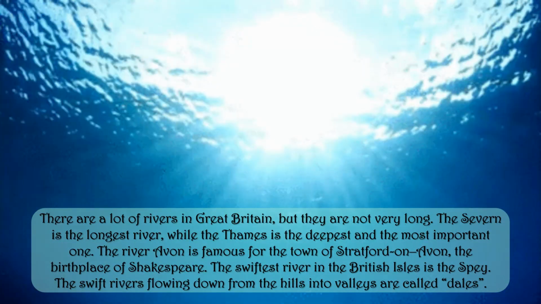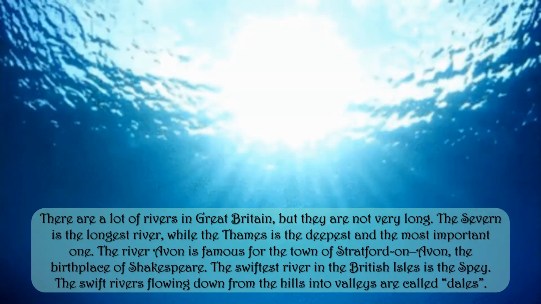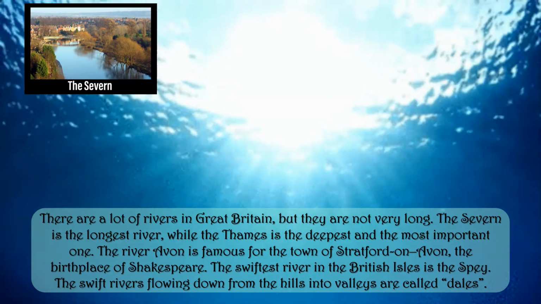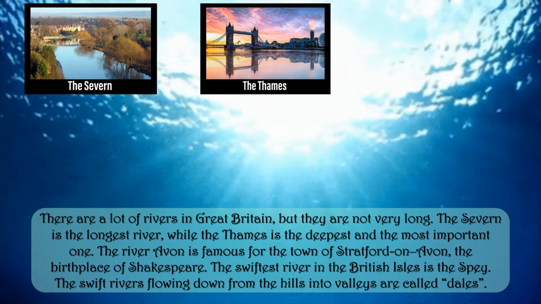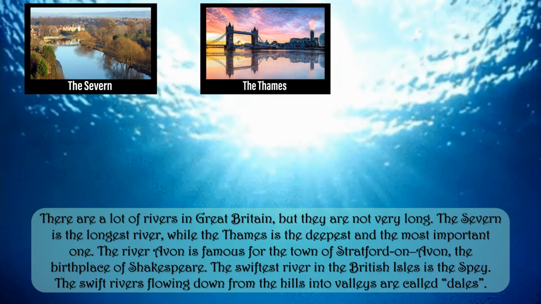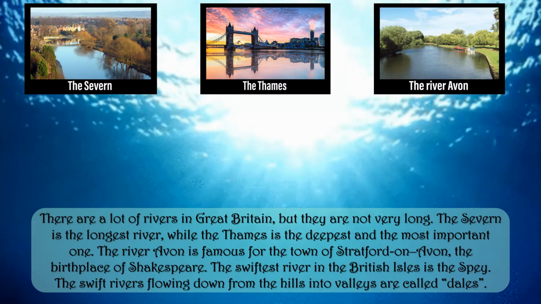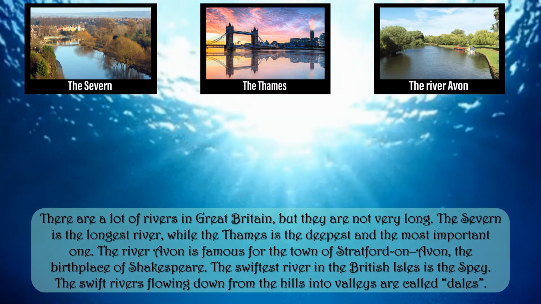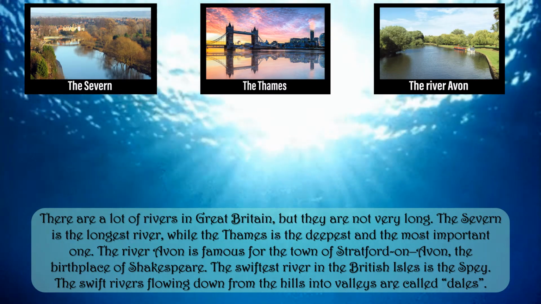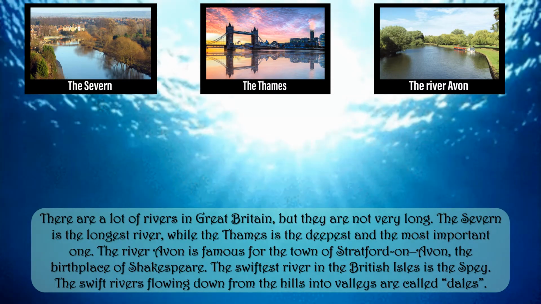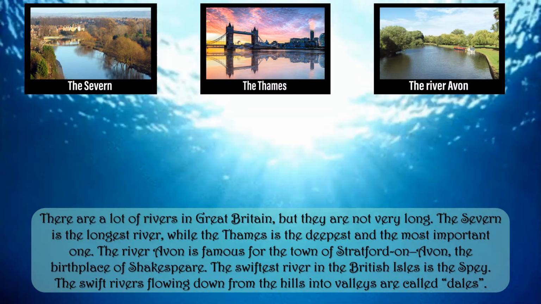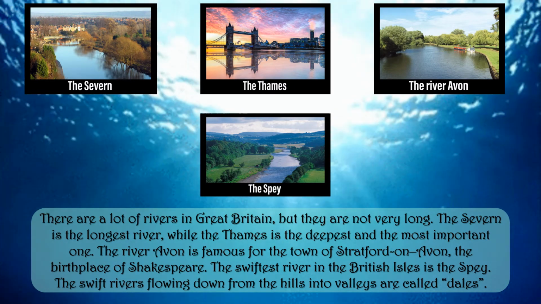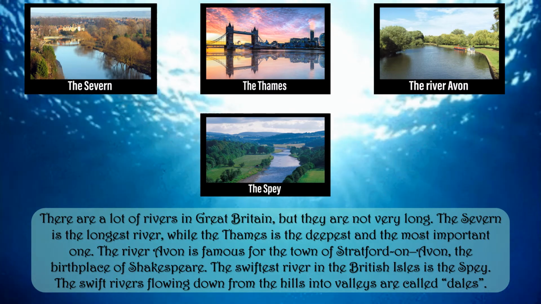There are a lot of rivers in Great Britain, but they are not very long. The Severn is the longest river, while the Thames is the deepest and the most important one. The River Avon is famous for the town of Stratford-on-Avon, the birthplace of Shakespeare. The swiftest river in the British Isles is the Spey. The swift rivers flowing down from the hills into valleys are called dales.